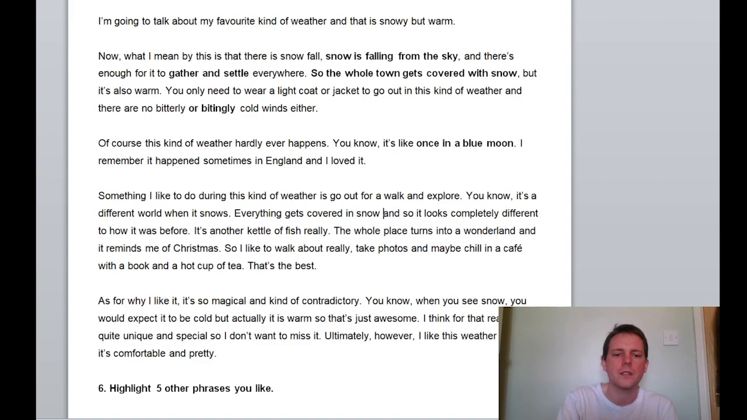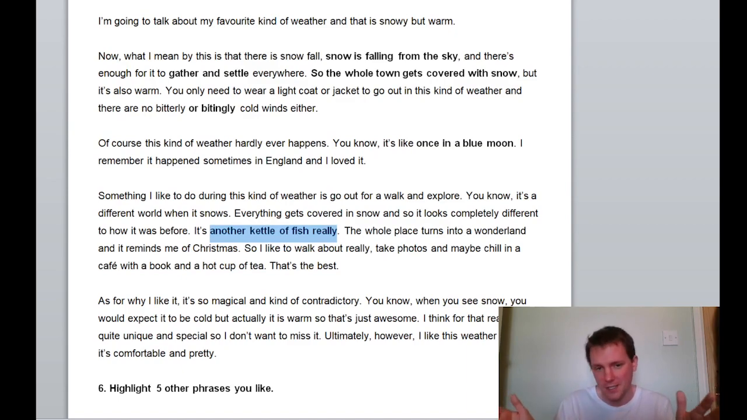Everything gets covered in snow, so it looks completely different. It's another kettle of fish, really. What does "another kettle of fish" mean as an idiom? It's another kettle of fish. What does that mean? Completely different.